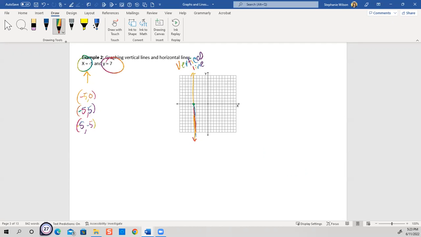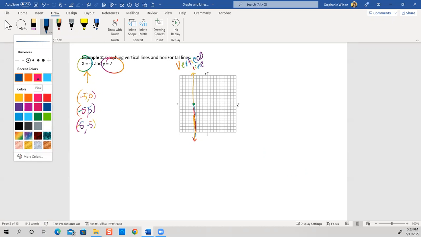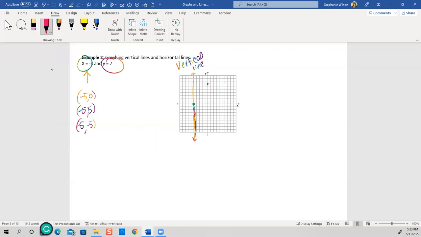However, whenever you're given an equation where y equals a number and that's all you see, then that means y is not changing. That means y is constantly staying at that number and x is changing. So go to 0, 0, and y is positive. So we're going to go up 7. Let's mark it. And I'm going to make my line go across. We know that this is a horizontal line.